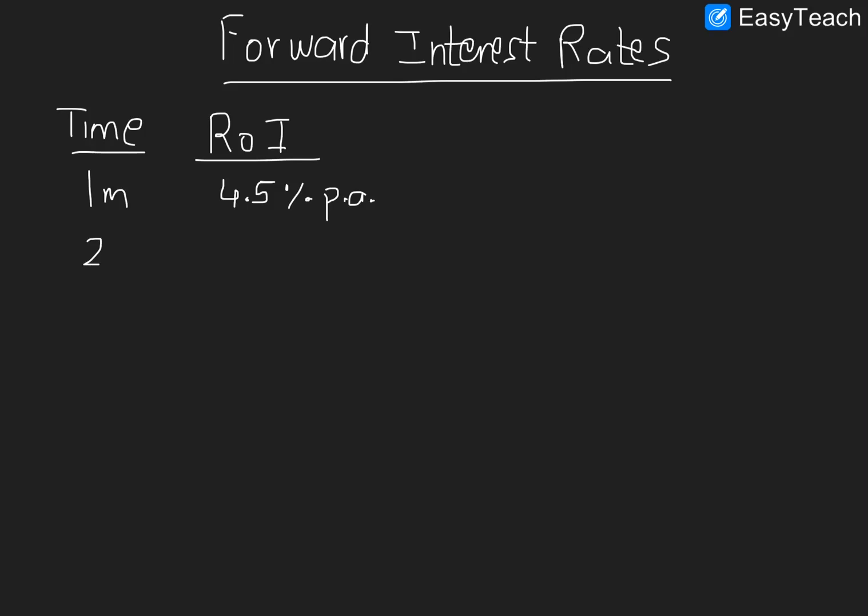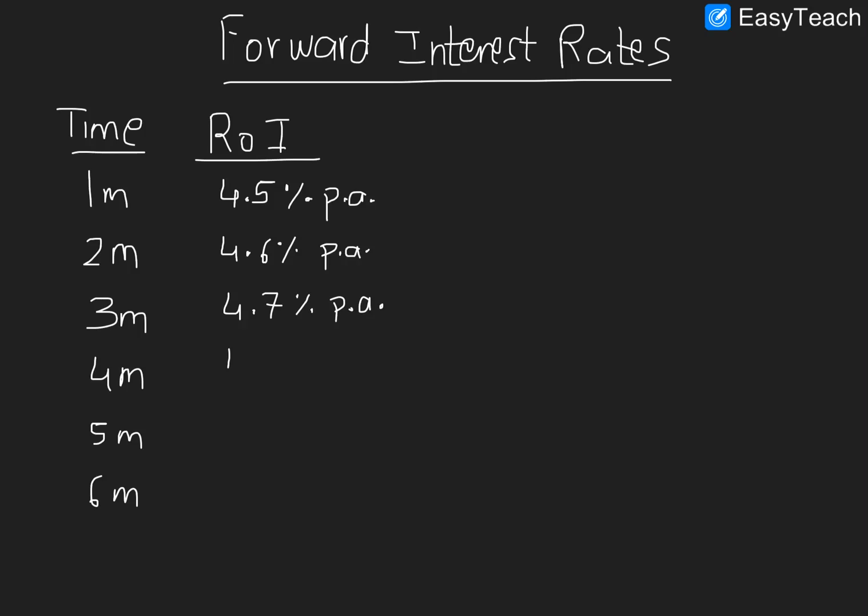Then if you say I want to make a deposit of 2 months, the banker may give you a rate of interest of 4.6% per annum. If you ask for a 3-month FD, the rate of interest may be 4.7%, just hypothetical numbers, because based on these hypothetical numbers we are going to understand what the forward interest rates are. So similarly we have 4-month, 5-month and 6 months rate of interest. Let's say 4 months it's 4.75% per annum. Then we have, let's say, 4.8% per annum, and 6 months rate of interest is suppose 5%.